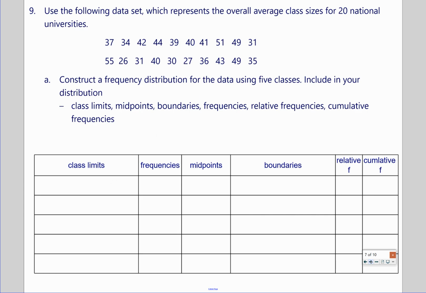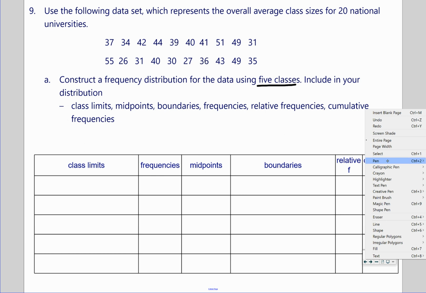Okay, so number 9. This is our frequency distribution table that we're going to create. We're going to use the following data set. This represents class sizes for 20 national universities. We're going to get all those class limits, frequencies, midpoints, boundaries, relative frequency, cumulative frequency, all the little pieces and parts. Okay, so the first thing we need to figure out is we have to use 5 classes. So we need to figure out what our class width is going to be. So to do that, we're going to calculate our range first.